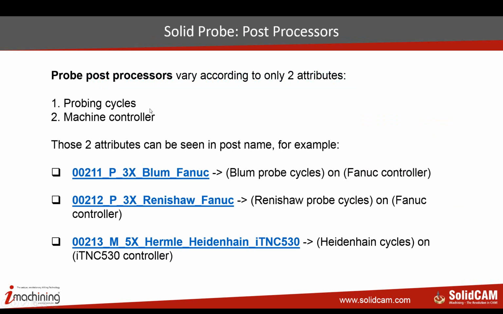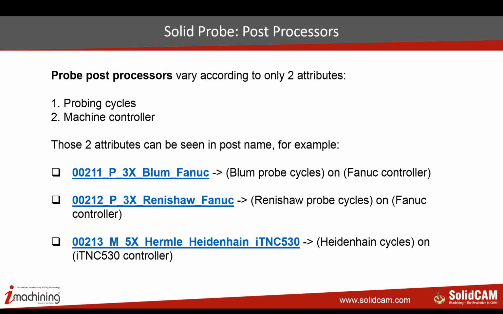In the post-processor, we depend on two attributes: the probing cycles and the machine controller. So we can build a probe with Blum cycles, for example, on Fanuc, with Renishaw cycles on Fanuc. We have Heidenhain cycles on iTNC 530 controller. Fanuc, Renishaw have also cycles for Mazak. The Okuma, they also have built-in cycles, I know, but they are different from controller to controller.